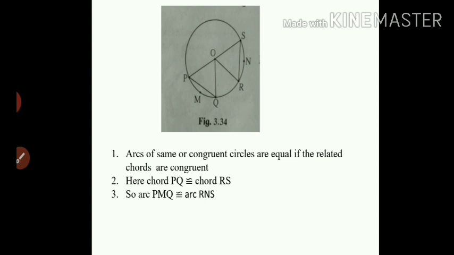If these both chords are congruent, then the arcs formed, that is PMQ and RNS, will also be congruent. That means if chord PQ is congruent to chord RS, then arc PMQ will also be congruent to arc RNS. The reason is: arcs of same or congruent circles are equal if their related chords are congruent. Now next one.